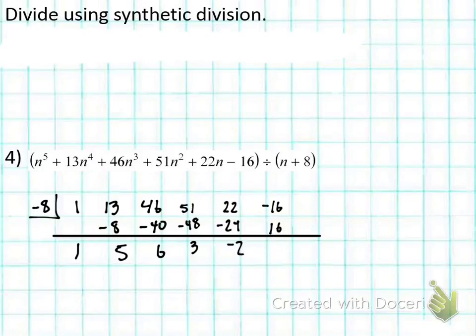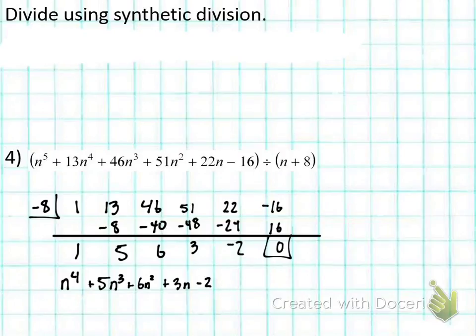And 16. Remainder of 0, right? And then we're going to write down our final answer in descending order. Since n to the 5th is the largest term, we're going to take n to the 4th first. So we have 1n to the 4th plus 5n to the 3rd plus 6n squared plus 3n minus 2, all plus the remainder of 0.